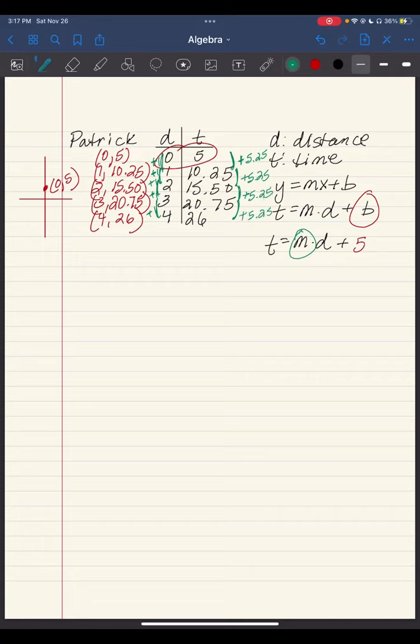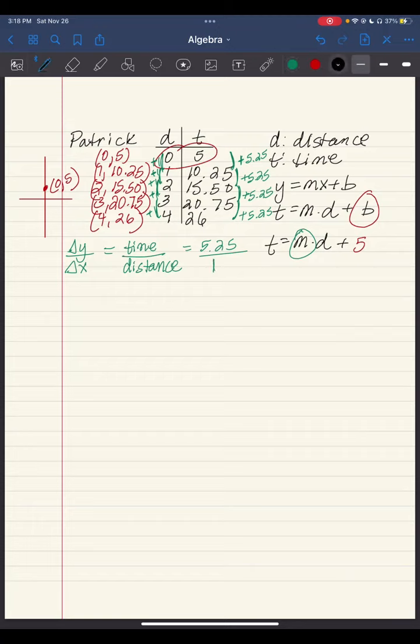The 5.25, right, is going to show up. So what does that mean? It means that we know that our slope is change in y over change in x. That is our slope. And we're saying that that's going to equal our change in y variables, which is our time, over our change in distance. And we end up getting this 5.25 for every 1 mile, right? That's your slope right there.